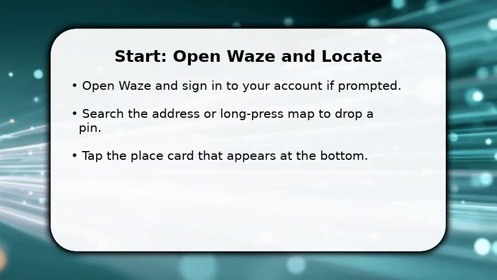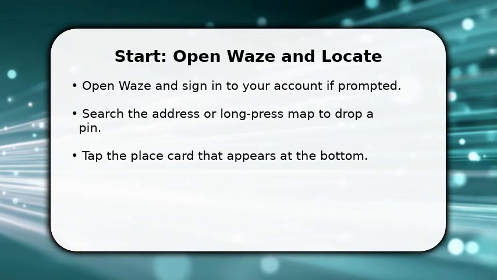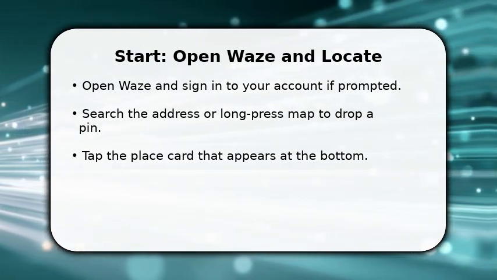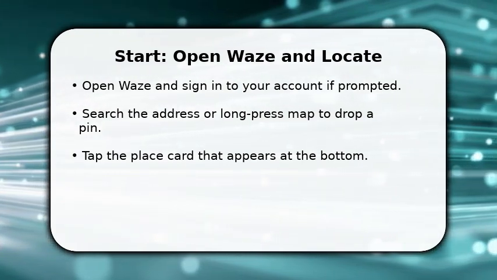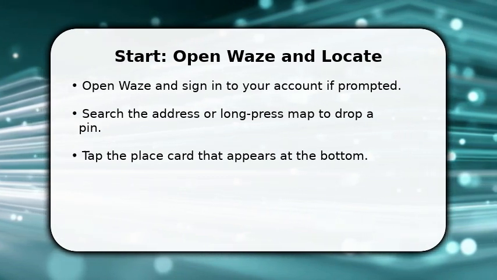You begin by opening Waze and making sure you're signed in so places sync across devices. Search the address bar or press and hold any point on the map to drop a pin. This is how you capture an exact location.